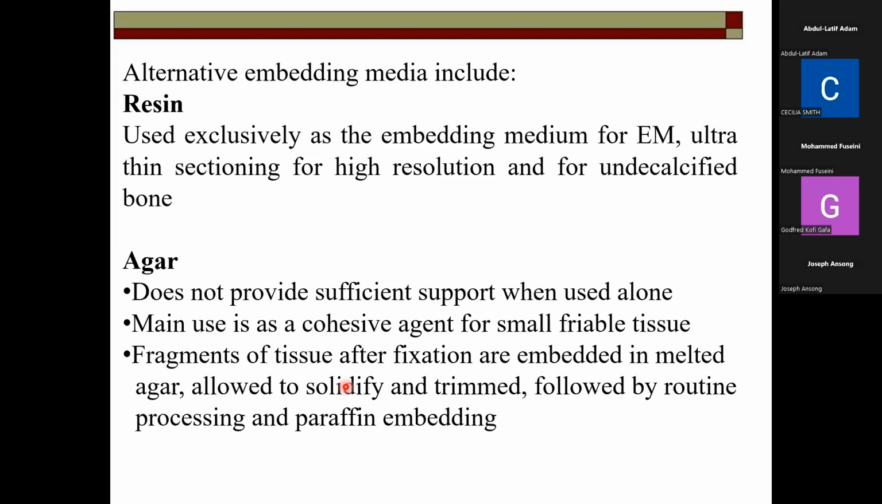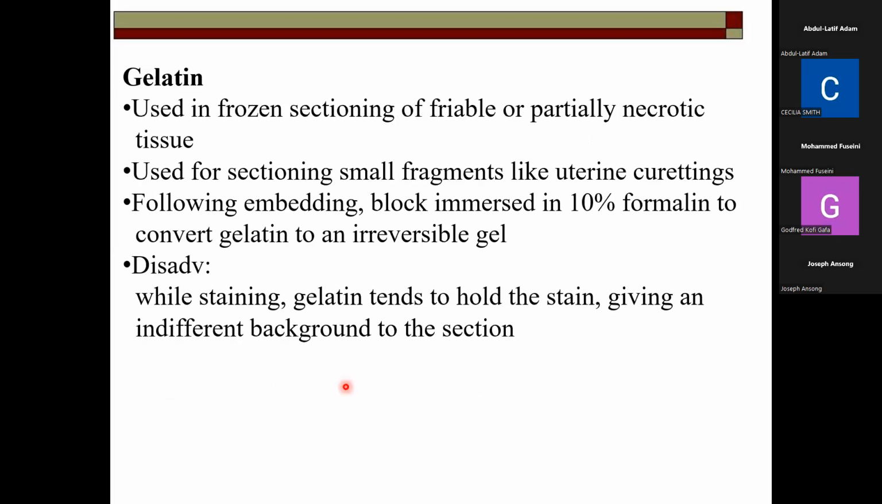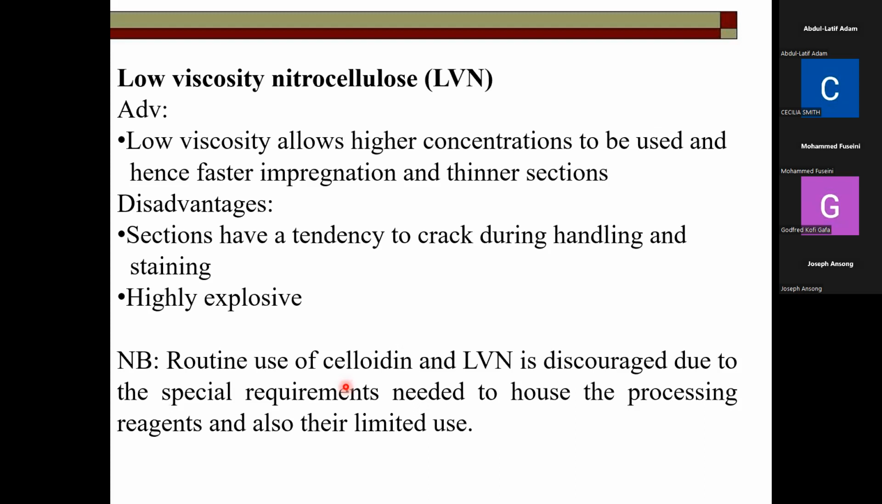So you use resins. And if the tissue is very soft, you use agar. I've mentioned gelatin, celloidin, and all that. Low viscosity nitrocellulose, these are all embedding media you can use. It depends on the type of tissue that you are dealing with.